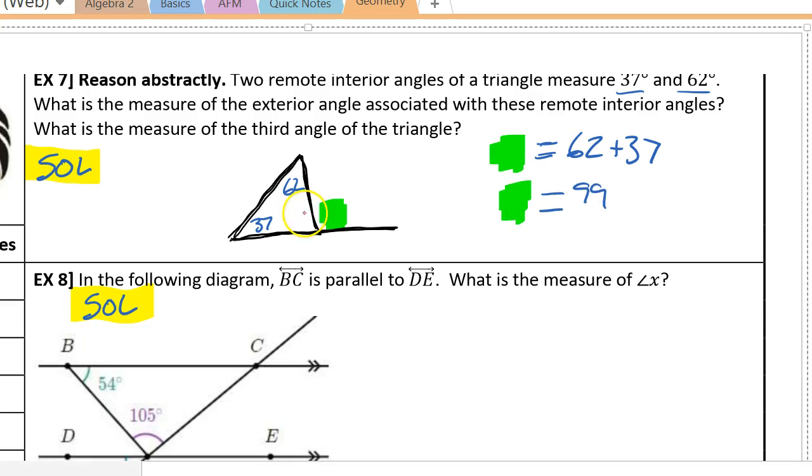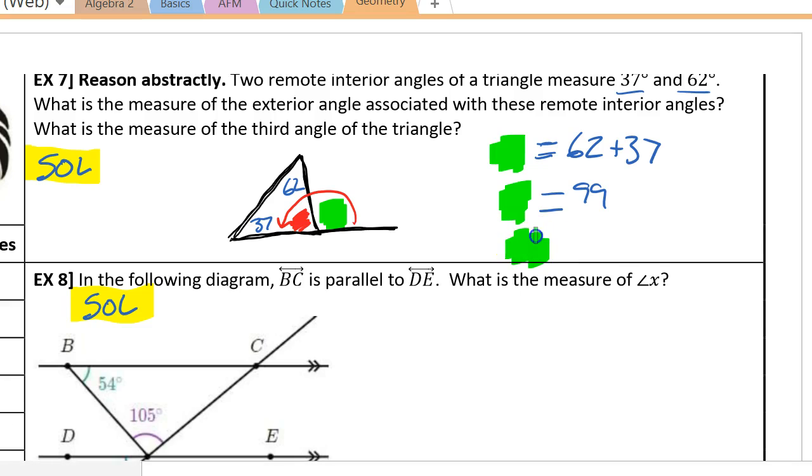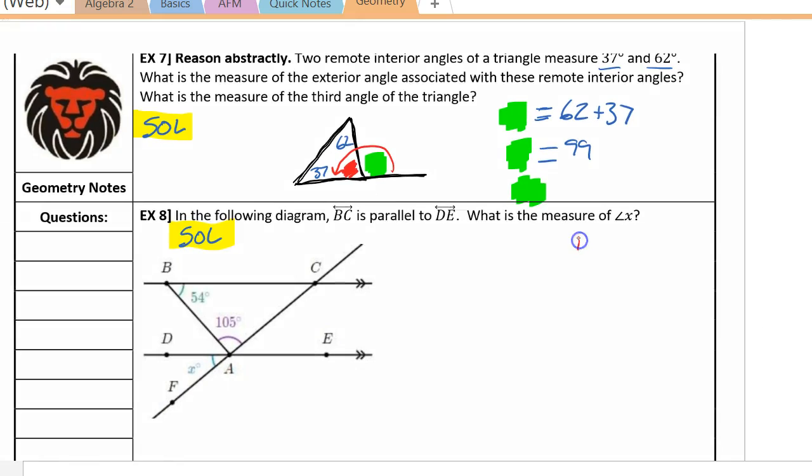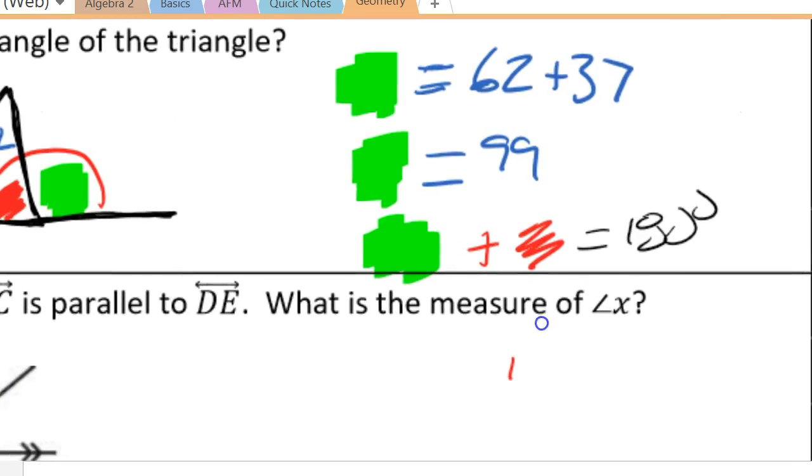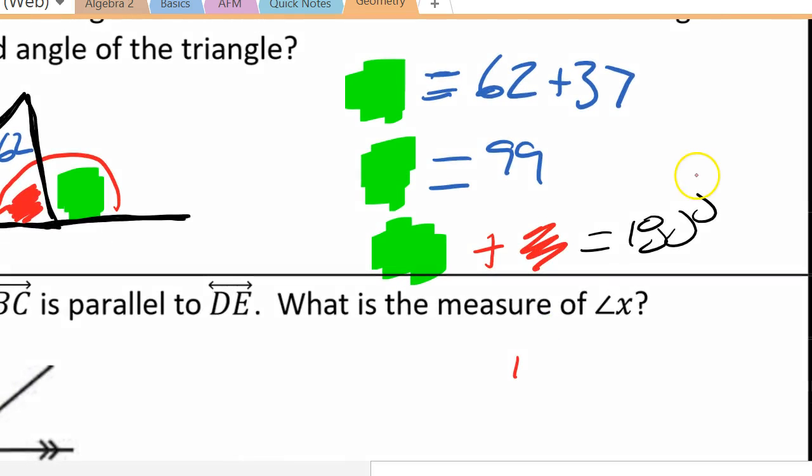Lastly, if I wanted to find this interior angle, which I'm scribbling in red, I can add up all three sides equal to 180, or I know that the green angle and the red angle both form 180 degrees. So green plus the red equals 180 degrees. So in this case, my red angle then is going to be equal to 81 degrees.